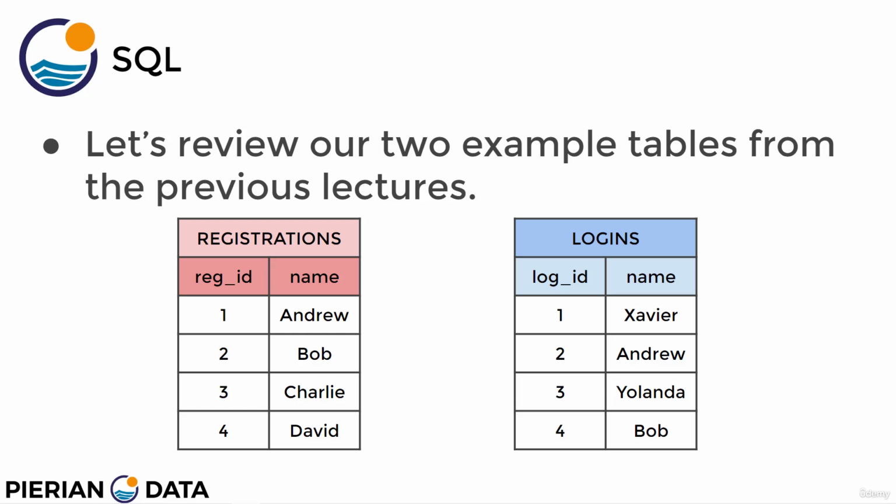Now let's review the two example tables from the previous lecture series on inner joins. Recall we have this registrations table and this logins table, where we have people registering for a conference, and then depending on whether or not they showed up, we have them log in on site. Here we have Andrew, Bob, Charlie, and David, or A, B, C, D. They registered. In logins, Andrew and Bob show up. They're present in both tables. However, we have Xavier and Yolanda. They forgot to register, but they still showed up and logged in anyway.